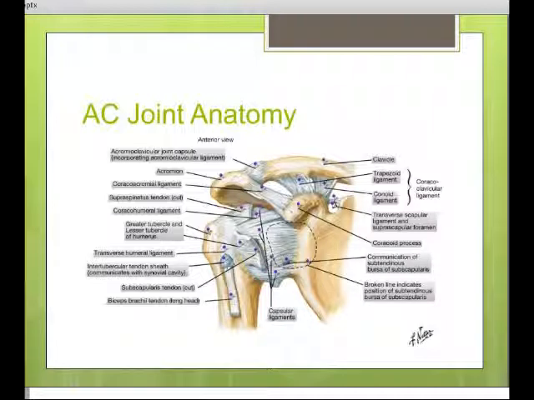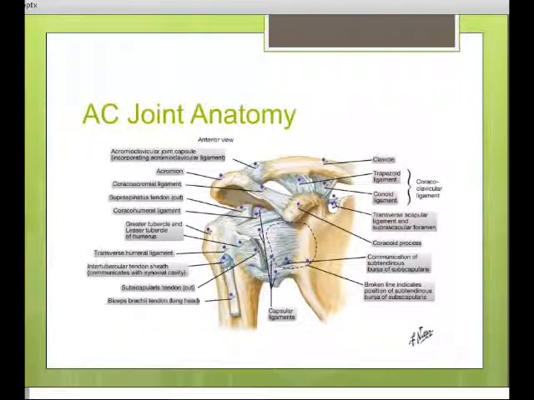The superior AC ligament is the strongest of them all, and that blends with fibers from the deltoid and trapezius muscle. There's an articular disc or meniscus, and it's intracapsular, so between the distal clavicle and the acromion, and it's an incomplete disc.